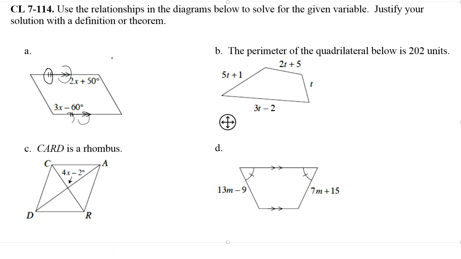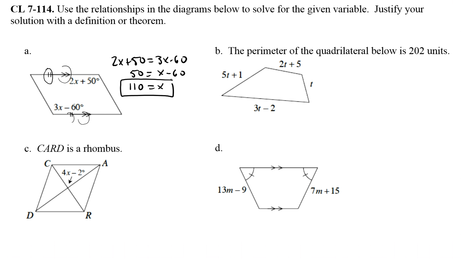I can say 2x plus 50 equals 3x minus 60, and so then 50 equals x minus 60 because I subtracted 2x, then add 60, and so I get 110 equals x. And again, that's because I have one side that is congruent and parallel. So they are congruent and parallel. So that makes this, then you have a parallelogram.